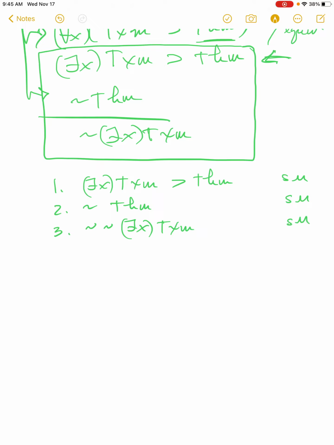Okay, so now I'm going to construct this tree. What shall I do first? I'm going to get rid of that double negation on line 3. So I'm going to apply double negation decomposition to line 3, yielding this.